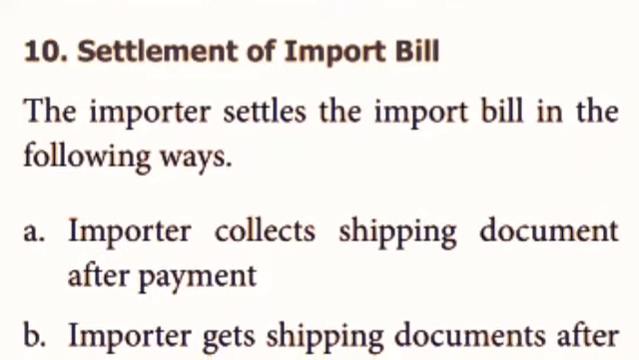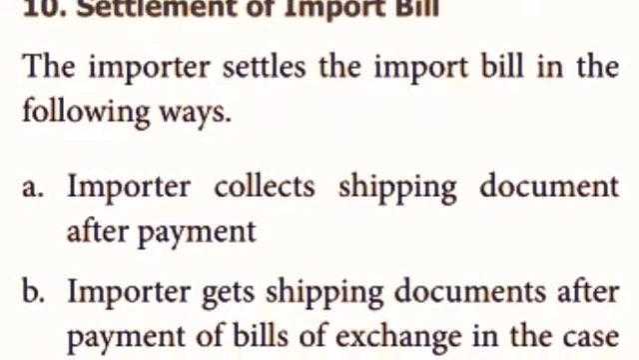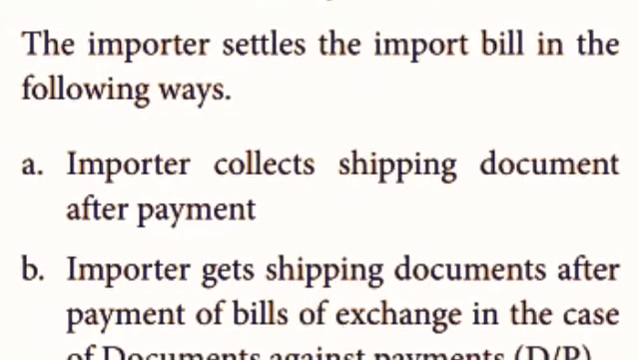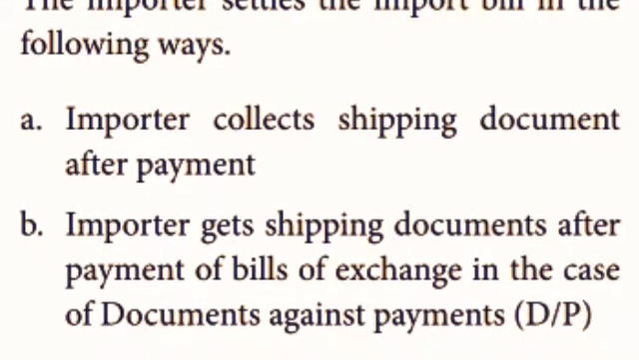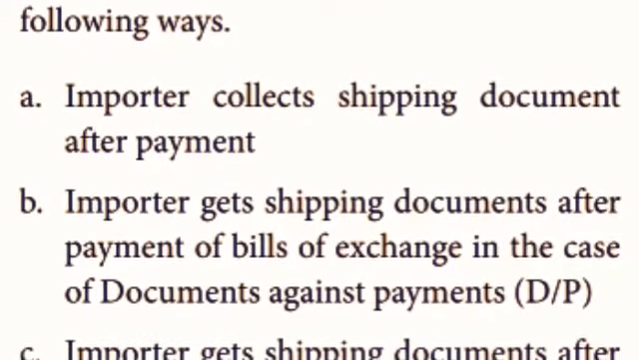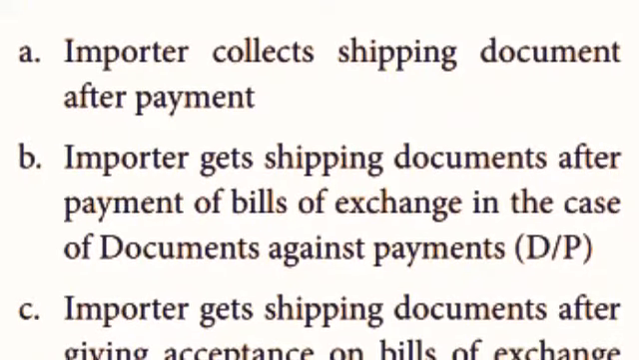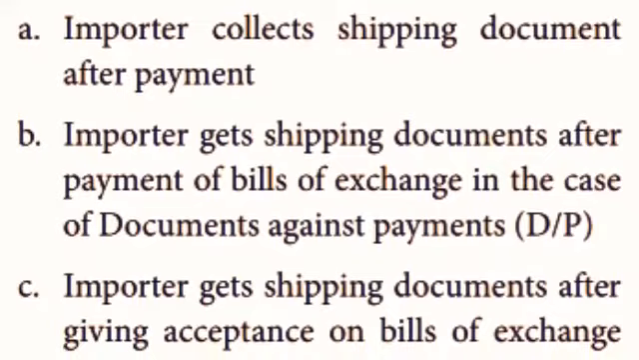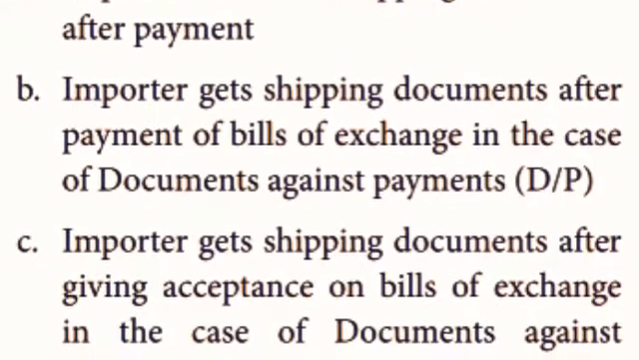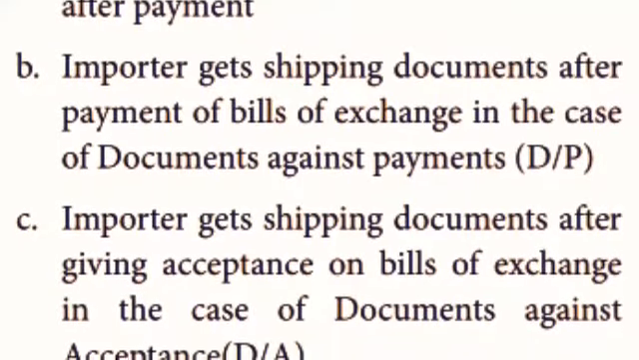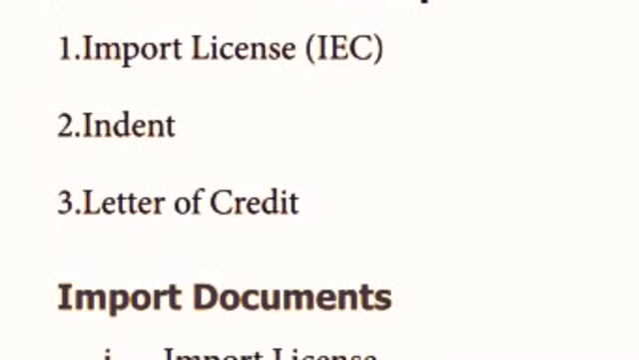Next one, settlement of an import bill. The importer settles the import bill in the following ways. The importer collects the shipping document after payment, as we have already paid. So after that we have the shipping document, children. Okay. Next one, the importer gets the shipping document after the payment of a bill of exchange in case of documents against payment. The importer gets the shipping document after giving acceptance of the bill of exchange in the case of documents against acceptance.